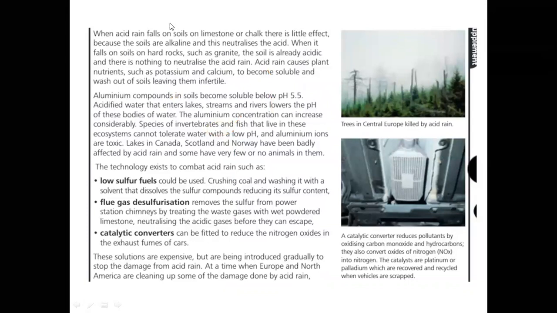Another effect we discuss is that acid rain is not good for infrastructure, for buildings, especially buildings containing carbonate, because this acid can dissolve carbonate. Acid rain also causes problems to plants, especially nutrients. Acid rain causes plant nutrients such as potassium and calcium to become soluble and wash out of the soil, so it makes the soil infertile.